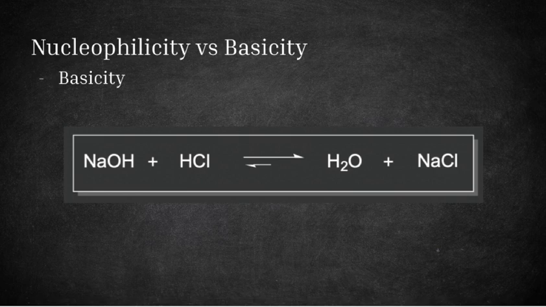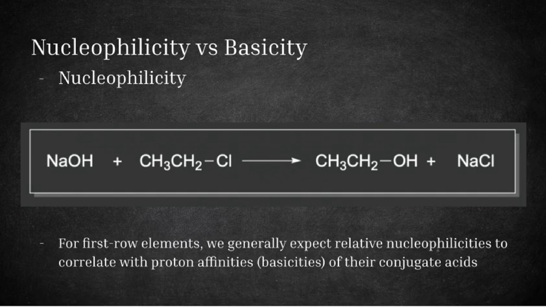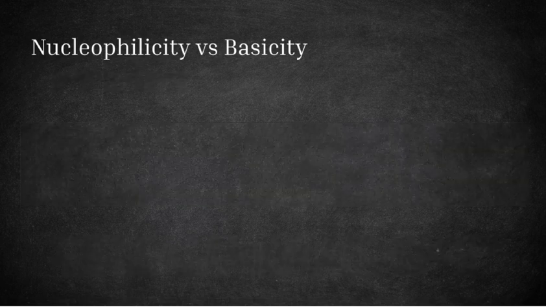Moreover, because protons can be more easily transferred, these reactions exist in an equilibrium and are more easily reversible. In contrast, many reactions involving nucleophiles are not easily reversible, so we typically do not use equilibrium arrows for these reactions. Since reactivity cannot be measured through equilibria, it is instead assessed based on reaction rates. For first-row elements, we generally expect the relative nucleophilicities to correlate with the proton affinities, basicity of their conjugate acids. Reaction rates do not always correlate with stability.